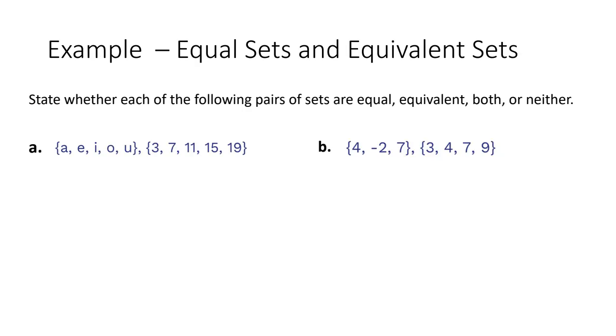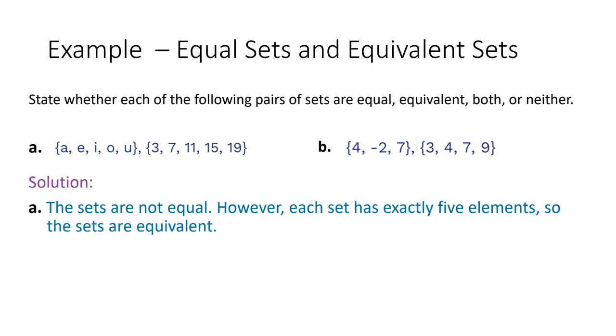So the example is: state whether each of the following pairs of sets are equal, equivalent, both, or neither. If we look at A, notice that we have the letters that are vowels, A, E, I, O, U, and then the other set, 3, 7, 11, 15, and 19. Each of these sets has exactly the same amount, which is 5. So in A, both of them are equivalent. This is an example of sets that are not equal, but they're equivalent.